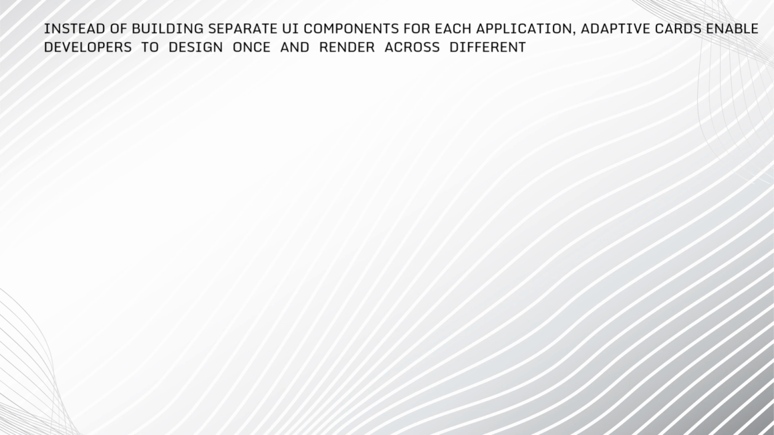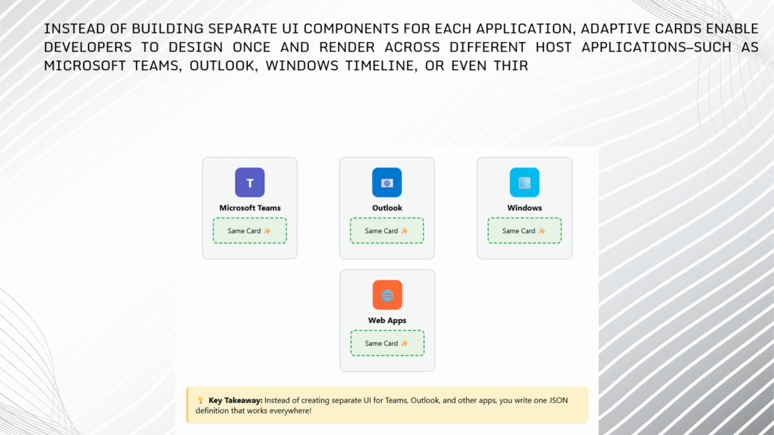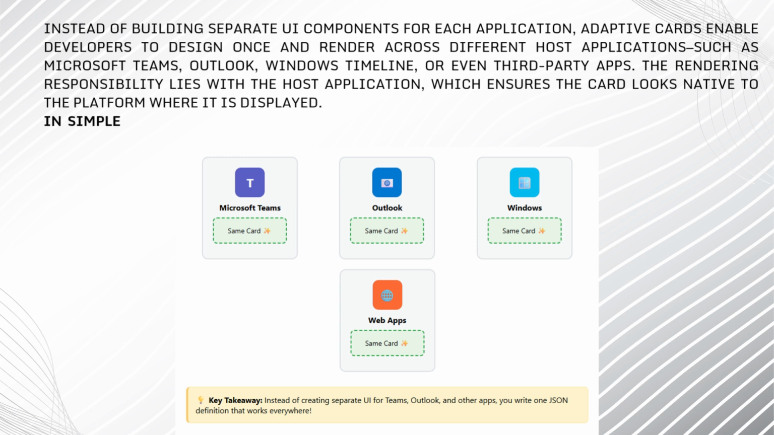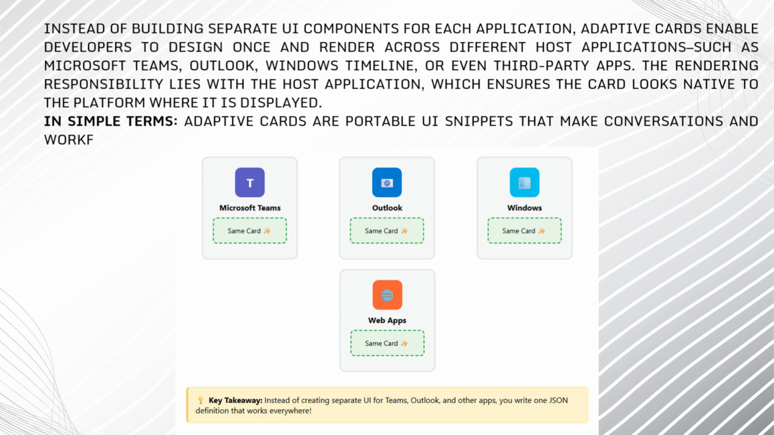This is the power of adaptive cards. You define your UI once in JSON, and it automatically adapts to look and feel native in whatever application is hosting it. The host application takes care of rendering it according to its own design guidelines and capabilities. Think about how revolutionary this is. Instead of creating separate UI components for Teams, then rebuilding them for Outlook, then creating different versions for web and mobile, you create one JSON definition, and it works everywhere.